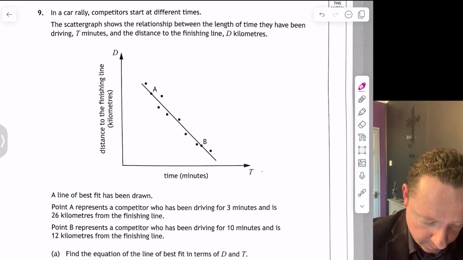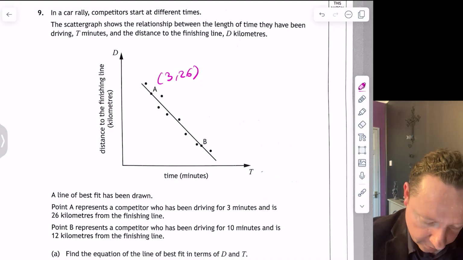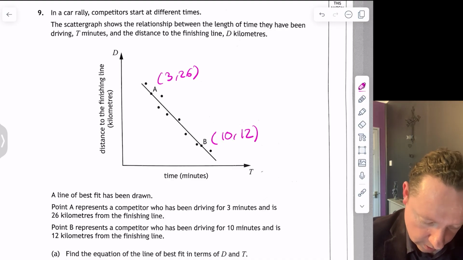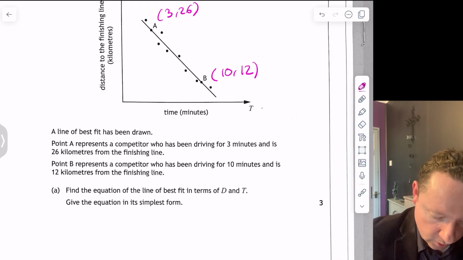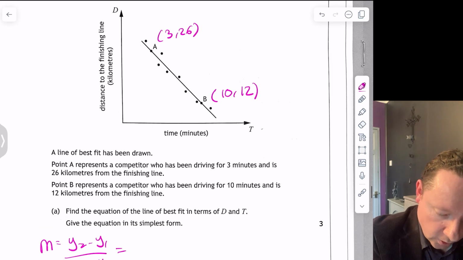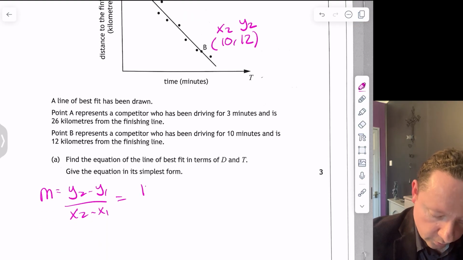Point A represents 3 minutes and 26 kilometres, so that's 3, 26. I'll take a note of that. Point B represents 10 minutes and 12 kilometres. Find the equation of the line of best fit in terms of D and T. Okay, so it's an equation of a line, so I need the gradient, which is y2 minus y1 over x2 minus x1. So I'll just call the first point x1 and y1, and the second point x2 and y2, or the other way around. So I've got 12 minus 26, just watch out for minuses, over 10 minus 3.